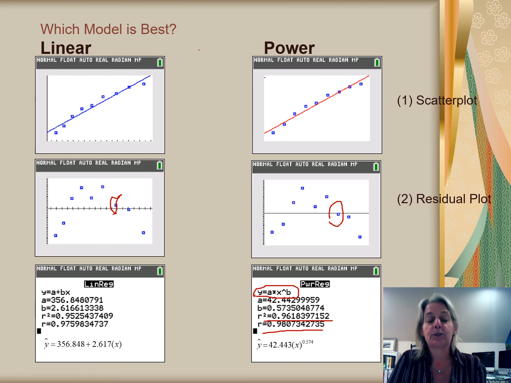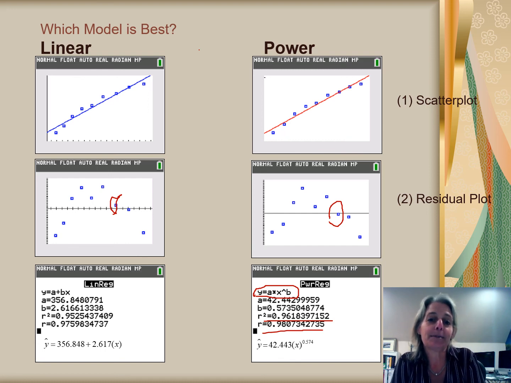And so when I write the actual equation, now it's back to my original x and y, so I don't need logs anymore. So I have y hat is equal to a times x raised to b. So 42.443 times x raised to 0.574 roughly is the equation of my power model. So that does appear to be a slightly better model in this case, but ever so slightly.